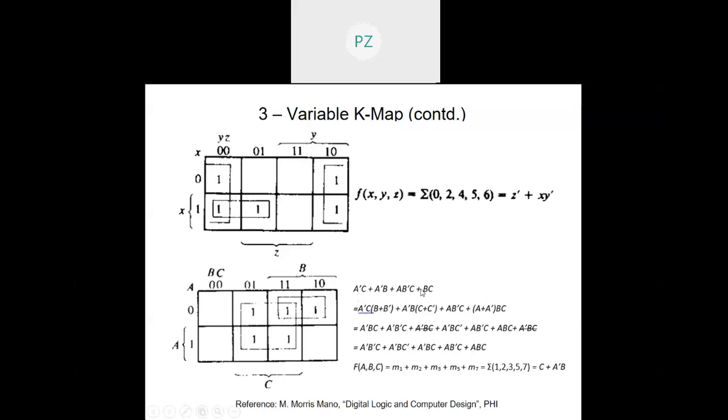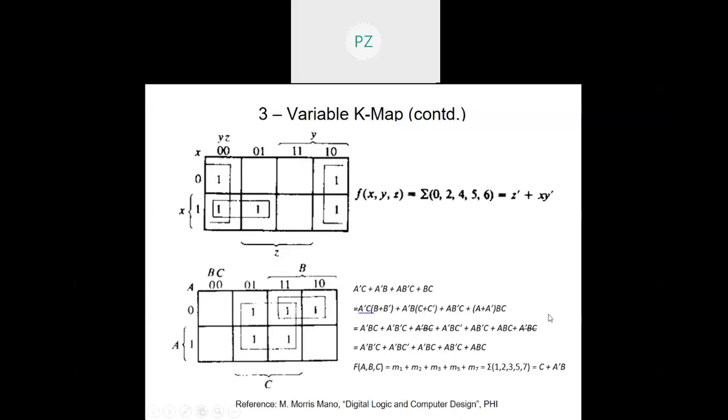One easiest method is to use the distributive property. Later, we will see that we can, in fact, convert it into the canonical sum of product form using the K-map itself. That we will see later. Let us do the simpler thing right now. A dash C, let me AND it with B plus B dash. Because B plus B dash is 1. So anything ANDed with 1 will give me back A dash C. So this is not going to hurt me if I do the ANDing with B plus B dash. Similarly, A dash B can be ANDed with C plus C dash. Again, that will be 1, and this is not going to make any error as far as the function is concerned. But this will make a difference, as we'll see later.